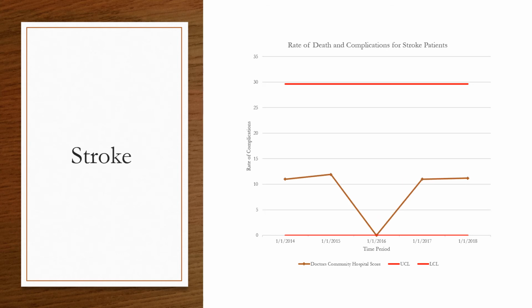The fifth performance indicator was comparing Doctors Community Hospital performance for rate of complications and death for stroke patients with its competitors. The chart shows that Doctors Community Hospital performance was within the expected rate of its competitors because the observed values stayed between the upper control limit and the lower control limit.